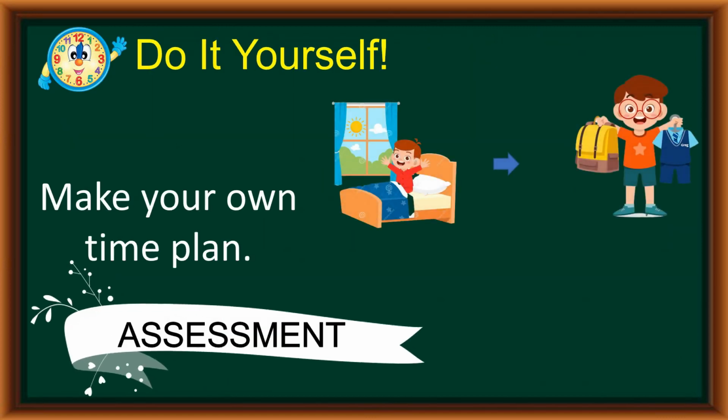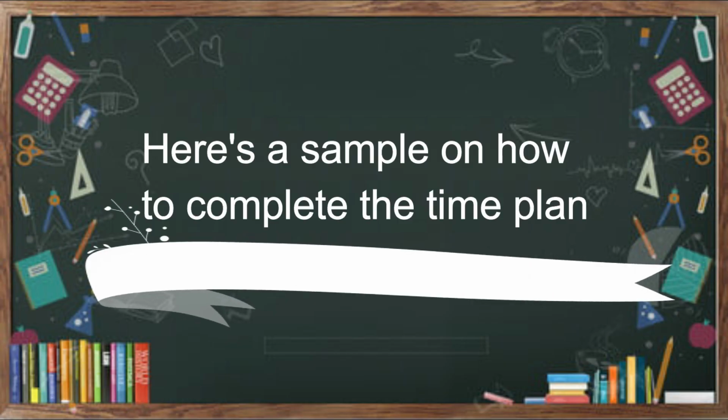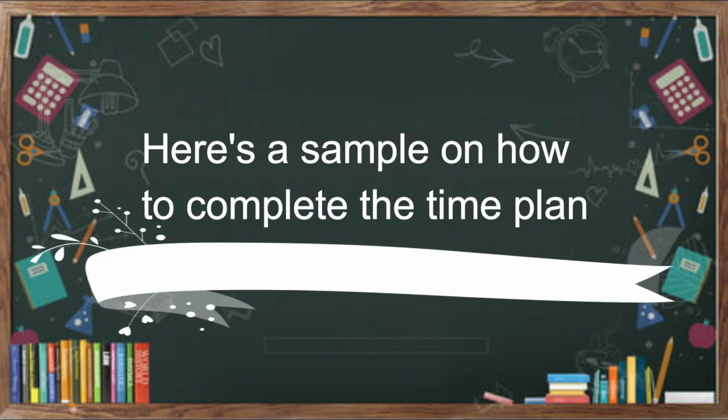At this point, let's have an activity. Like Johnny Reed, you will be making your own time plan in going to school. Given that the start of your class is 7:30 a.m., you should have your own time plan to consider your preparations and traveling time. In your time plan, you should be able to answer what time you should wake up and determine your time of travel. Here's a sample on how to complete the time plan.